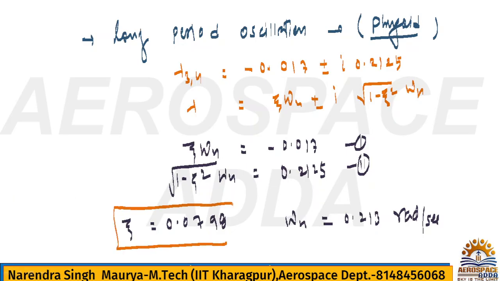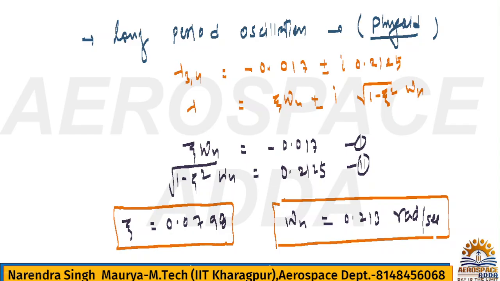These two values are very important, because the problem asks to calculate the damping factor and natural frequency. In GATE, many times they have asked for this value only. They simply ask what is the damping ratio and what is the natural frequency. Sometimes they will ask the damping frequency also. The damping frequency omega d is nothing but root of 1 minus xi square times omega n.